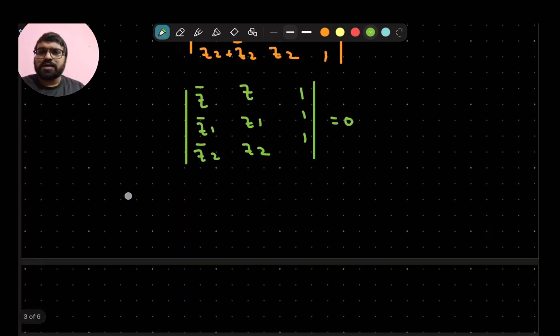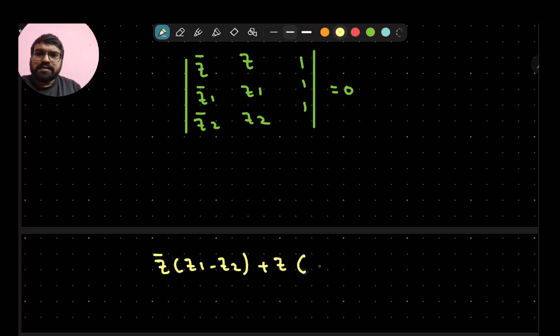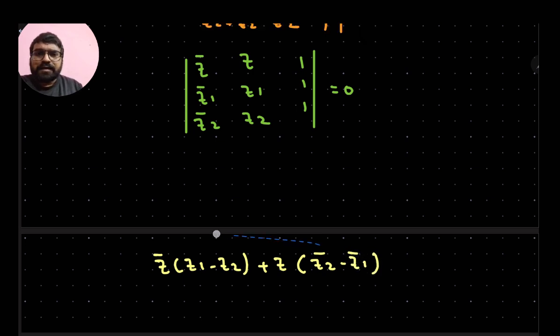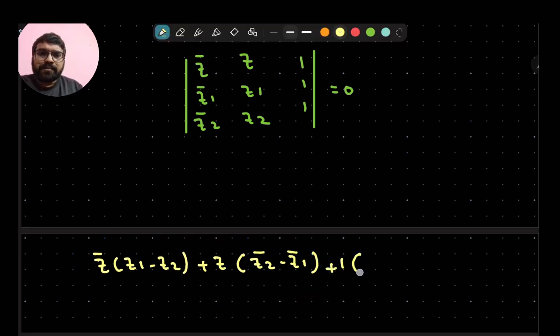So simply I'm just trying to expand the given determinant. So it will be z bar, z1 minus z2, and this will be plus z, and then again it will be z2 bar minus z1 bar, and further it will be written something like this. This is plus 1, and this is z1 bar z2 minus z1 z2 bar equal to 0.